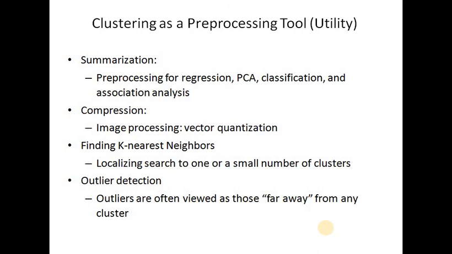Clustering can also be used as a pre-processing tool: summarization, compression, finding k nearest neighbors, where the k-means algorithm comes under the clustering part, and outlier detection. So there are 4 main pre-processing uses of clustering: summarization, compression, finding the centroid value through the k nearest neighbors, and outlier detection, where we can view all the areas observed as far from any cluster.